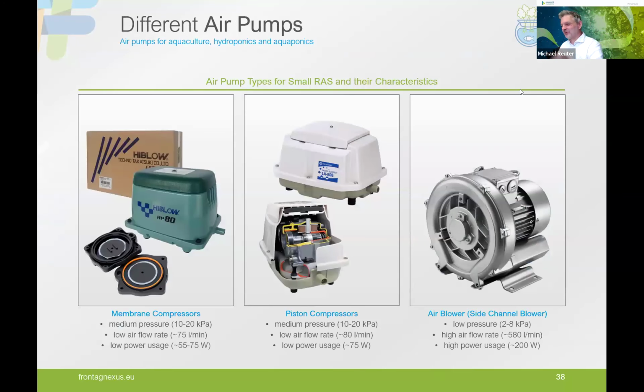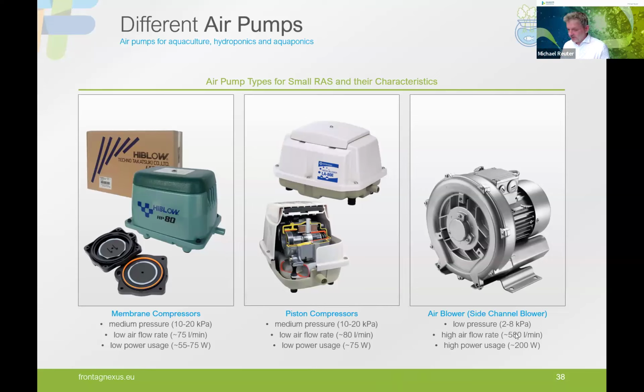We will come back to this later again. Then here are some examples of pumps that we could use for small-scale aquaculture systems. We could use membrane compressors, piston compressors, and air blowers. The main differences are that air blowers deliver way larger volumes, but at the cost of lower pressure.